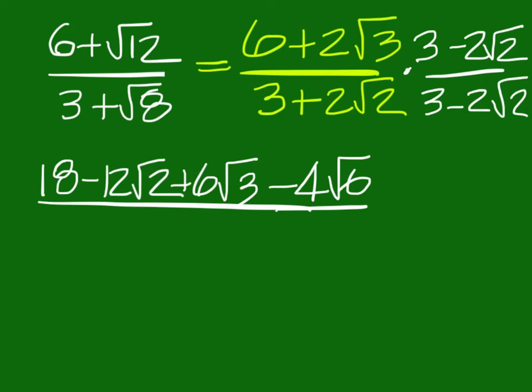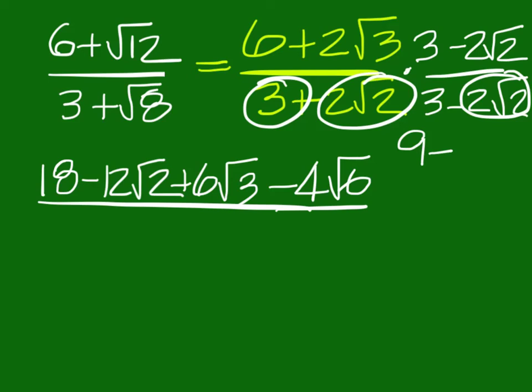And then on the bottom, you have 3 squared is 9. And then we did one just like this in the last problem. If you square 2 square root of 2, you have 2 squared is 4, and square root of 2 squared is 2, so 4 times 2 is 8. 9 minus 8 is 1. Of course the 1 disappears.